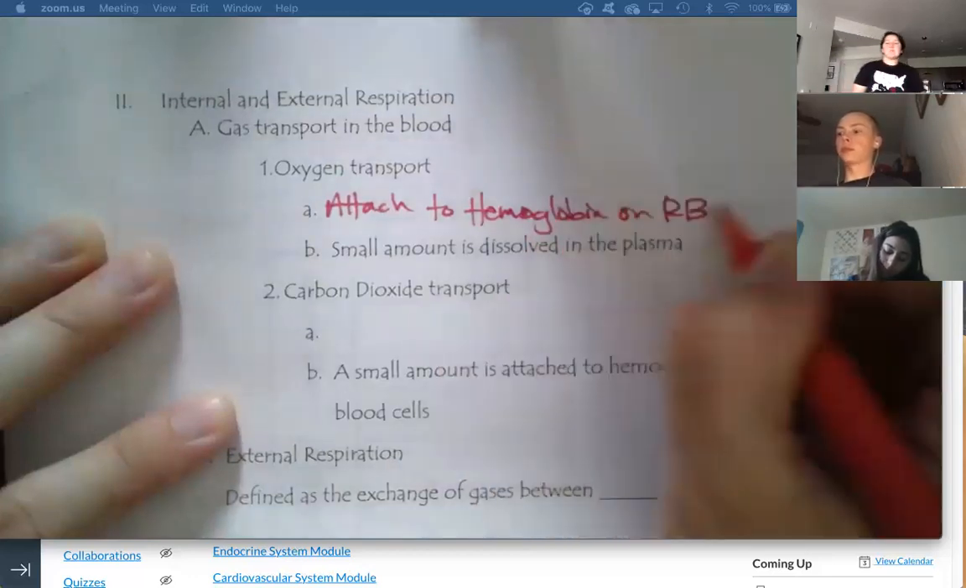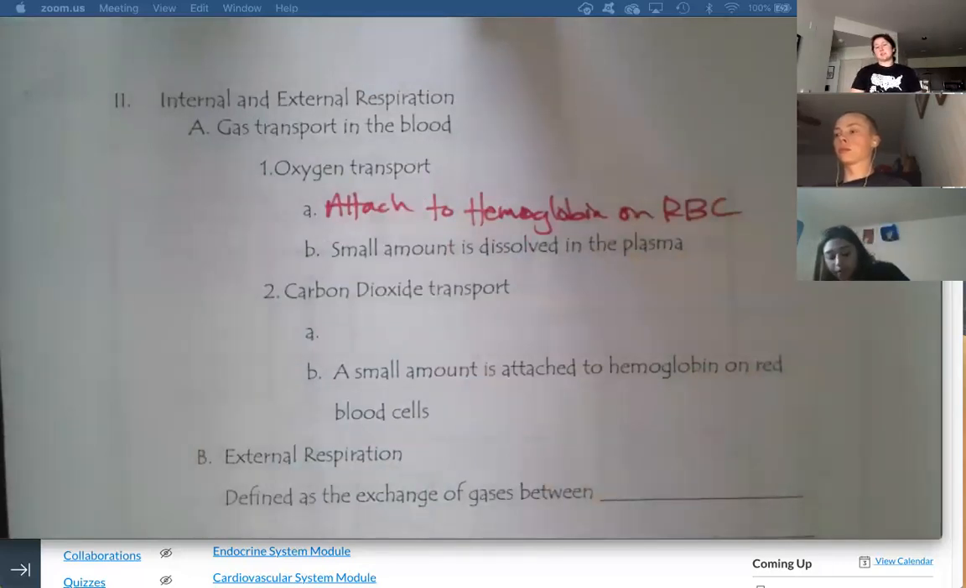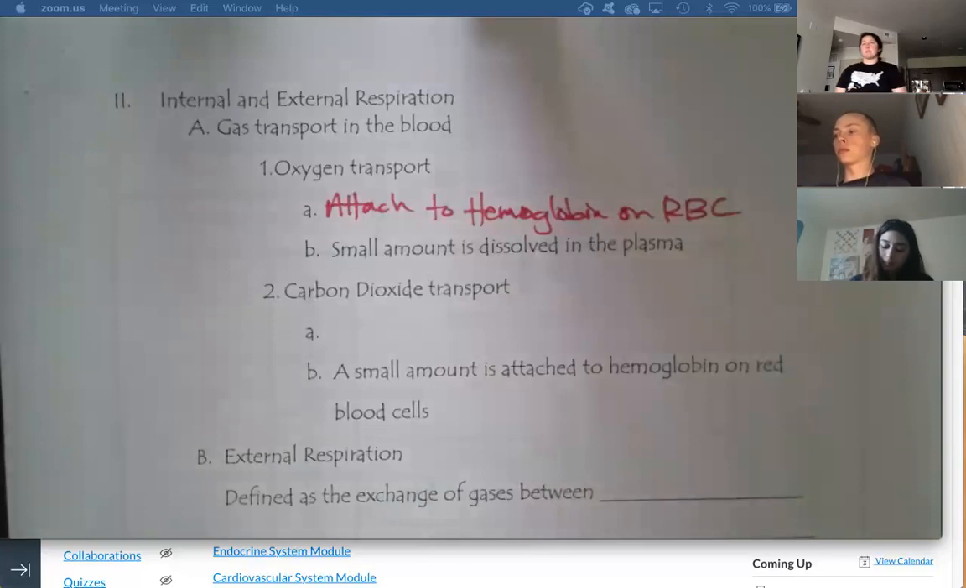And a very small amount of oxygen is dissolved in the plasma, but the majority of oxygen is transported on the red blood cells. Carbon dioxide is different. Once oxygen has been attached, there's not room for carbon dioxide to really be attached to the hemoglobin. So carbon dioxide is a little bit bigger. And so actually what happens is carbon dioxide gets dissolved in the plasma. So it's dissolved in the plasma.